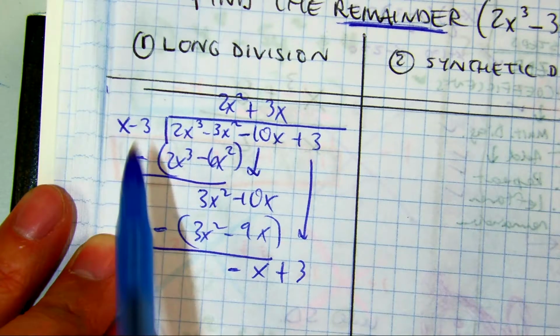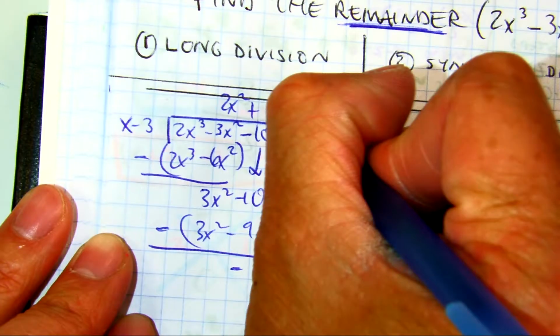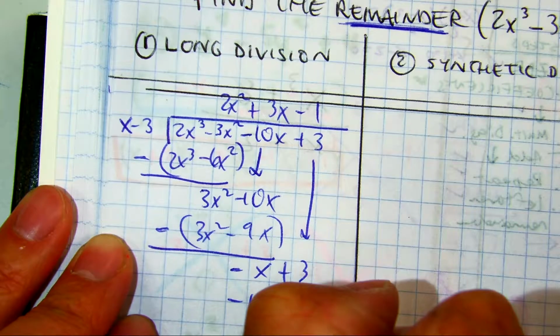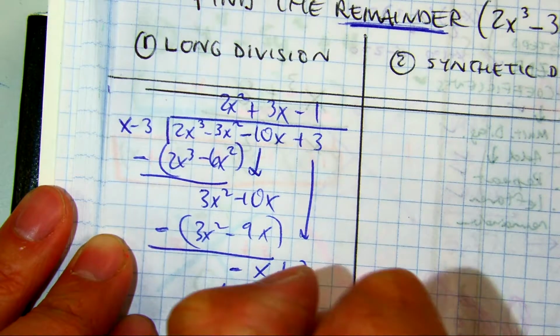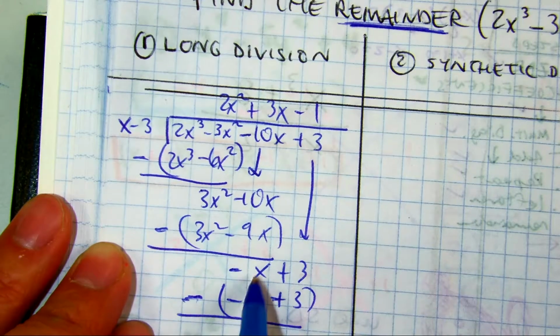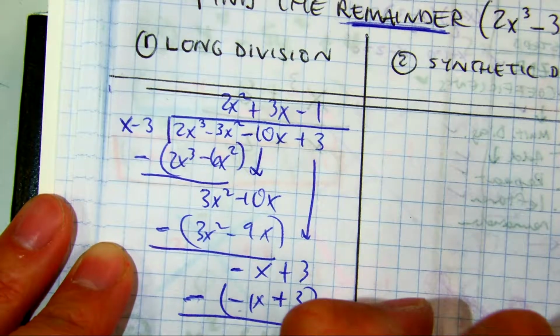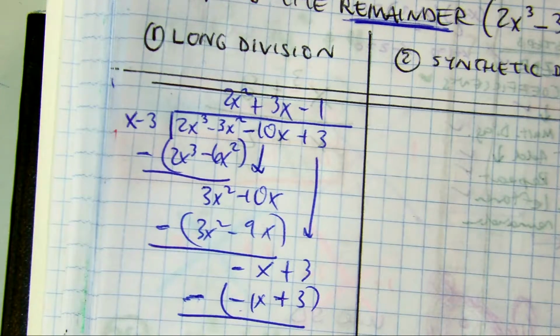x goes into negative x negative 1 time. Remember, anything minus itself is equal to 0. So what's our remainder, class? 0. Raise your hand if you got 0.